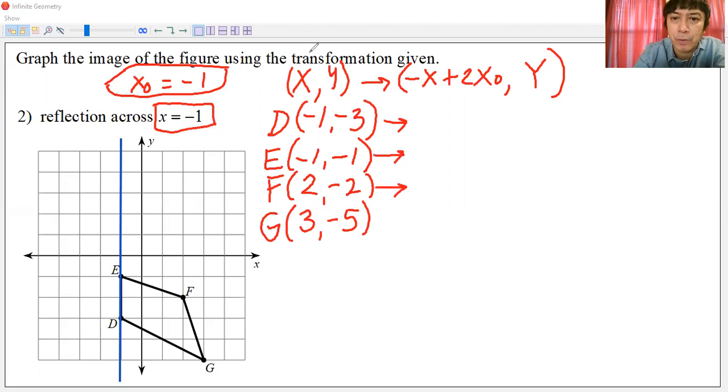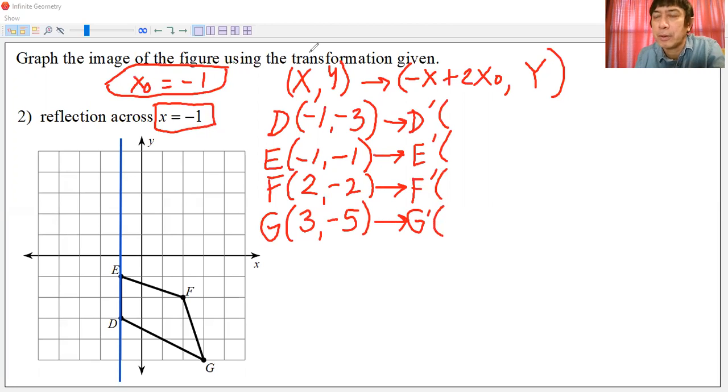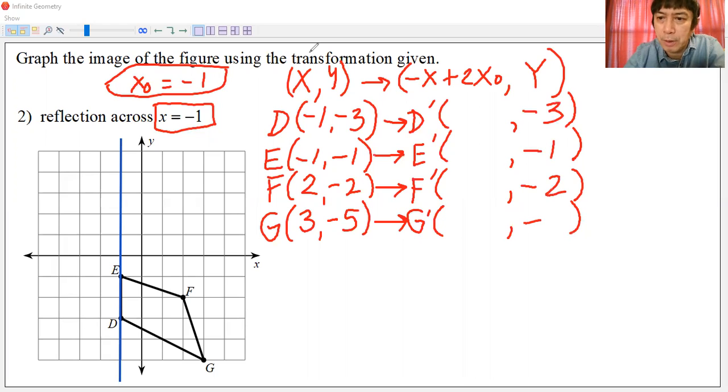All right, so we're going to use the letter notation D prime, E prime, F prime, and G prime. Now, in our rule, the y values will not change, so we can right away rewrite them after the commas. These values we will get from the original D, E, F, G. The y values there are as follows: -3, -1, -2, -5. All right, let us now compute the x values.